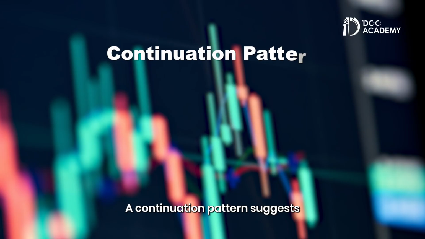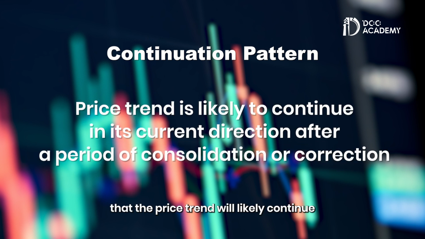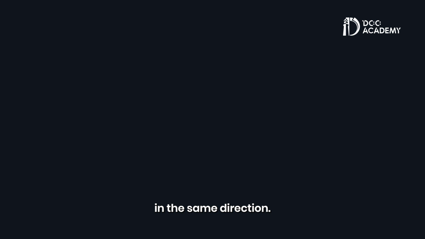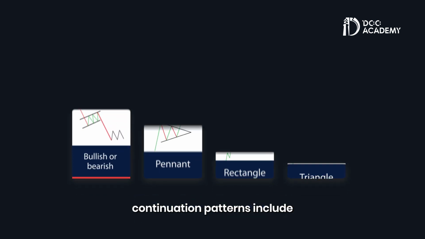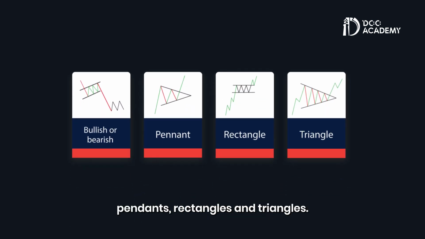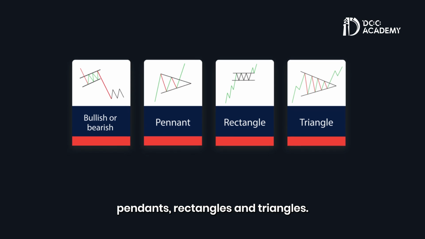A continuation pattern suggests that the price trend will likely continue in its current direction after a period of consolidation or correction. It's like a pause in the trend before it continues to move in the same direction. Examples of such continuation patterns include bullish or bearish flags, pennants, rectangles, and triangles.